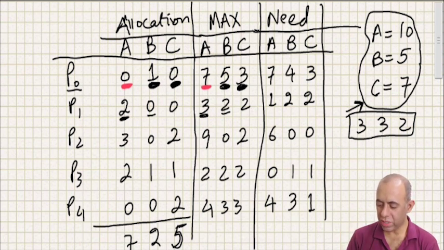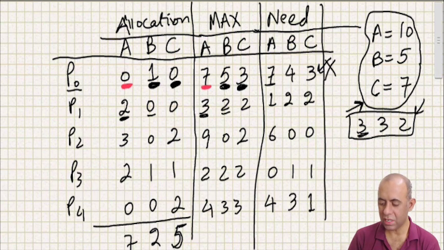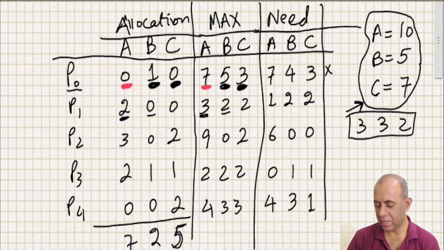So now you look at the need matrix and try to find out a process whose need we are able to meet using this 3, 3, 2. Which one is it? Can we meet the need of 7, 4, 3? It requires 7 and we have 3, so no, we cannot do that. It cannot be done, right? So this is out of the same.